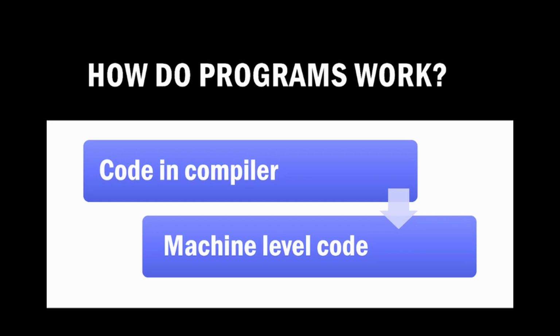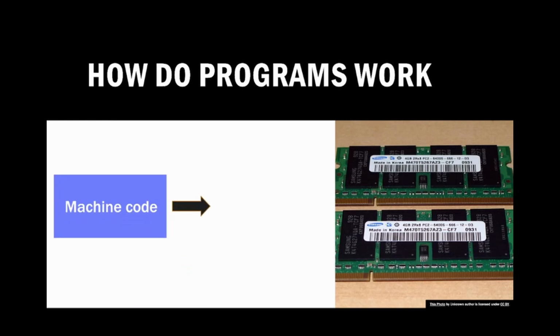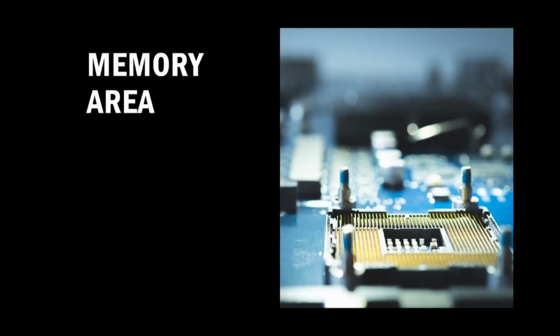And once the machine code is ready, as you can see on the right hand side, we have RAM where the memory area is located. Once the machine code is ready, it gets stored in the memory area, and the memory area in turn, which is in the RAM, is divided into three subcategories.